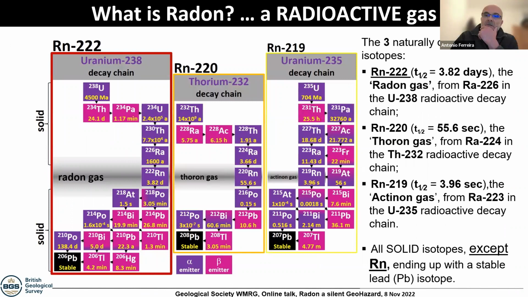Radon has 3 naturally occurring isotopes directly produced from radium in 3 different radioactive decay chains. Radon-222, with a half-life of 3.82 days, is produced from radium-226 in the radioactive decay chain of uranium-238. The other 2 isotopes: the first has a half-life of less than 1 minute, and the second has a half-life of less than 4 seconds.